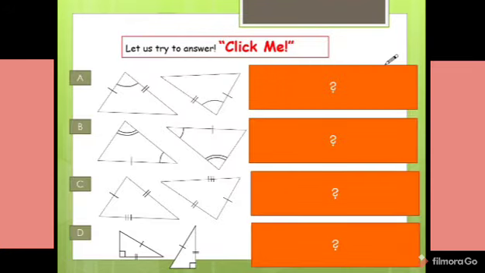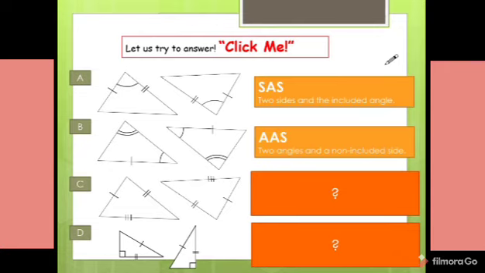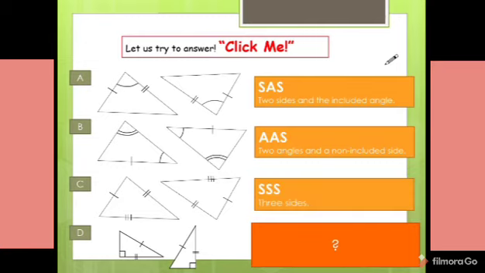Now let's check. How far have you learned from this video? Okay, let's have letter A. Let's try to answer just simply by clicking this button. Alright, so let's have letter A. What's your answer? Yes, and that is SAS. Two sides and the included angle. How about the second? What's your guess? You are right. That is AAS. Two angles and the non-included side. How about letter C? Very good. That's correct. Three sides, or shall we say the SSS.